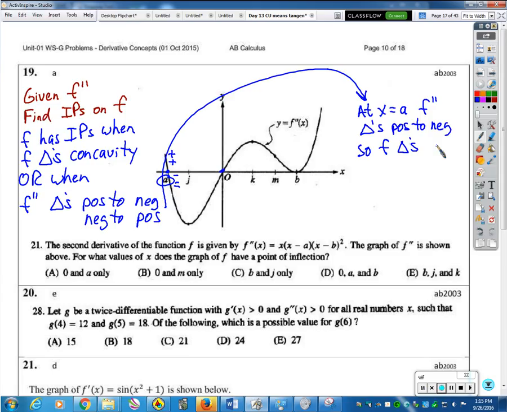So we're looking at F double prime, trying to find where F is concave up and down. When F is concave up, F double prime is positive. When F is concave down, F double prime is negative. So right here, F double prime switched from positive to negative y values. So what belongs right here? At x equals a, F double prime switches from positive to negative, so F changes. How does that change? Perfect. Concave up to concave down. Good job, you guys.